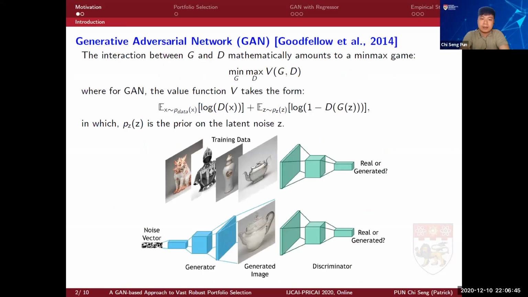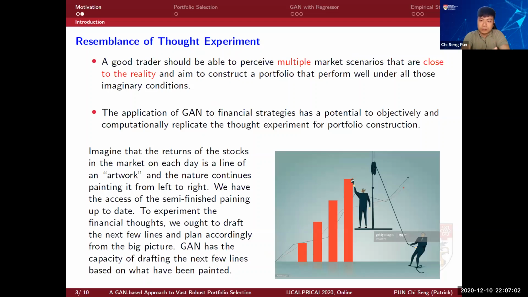So as we know, GAN has the power to generate some fake data which are very close to the real data, in the sense that even the discriminator cannot distinguish the real data and the fake data. So we are going to leverage this feature to perceive multiple future market scenarios that are close to reality. So we presume that a good trader would like to plan ahead in this way and construct her portfolio that performs well under all these imaginary conditions. And this is what we regard as financial thought experiment.